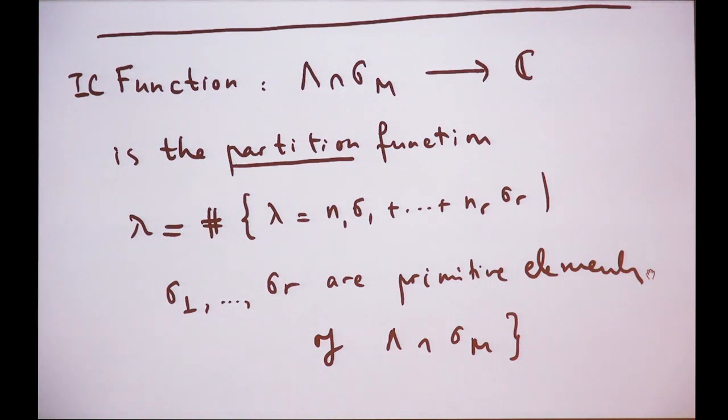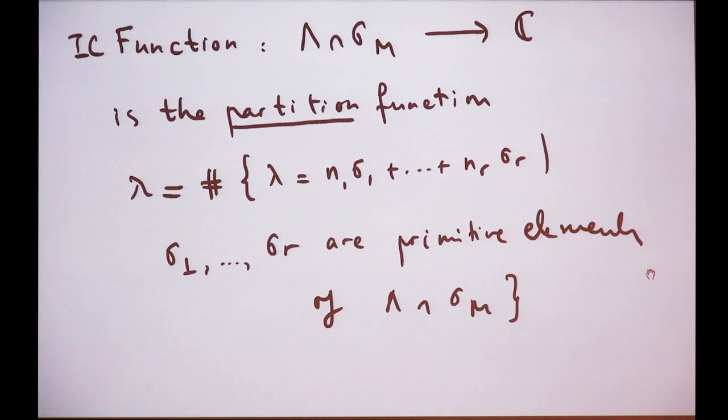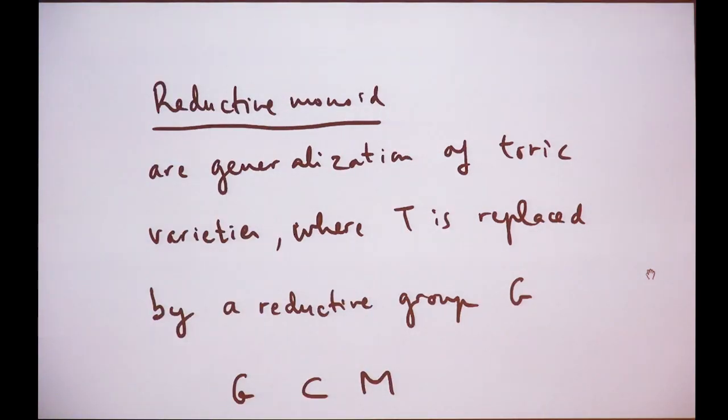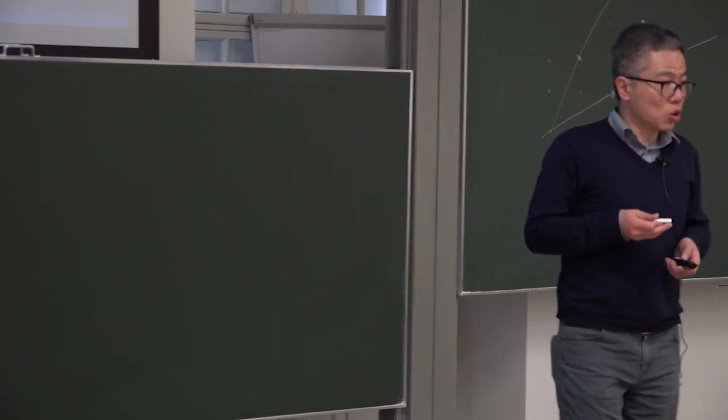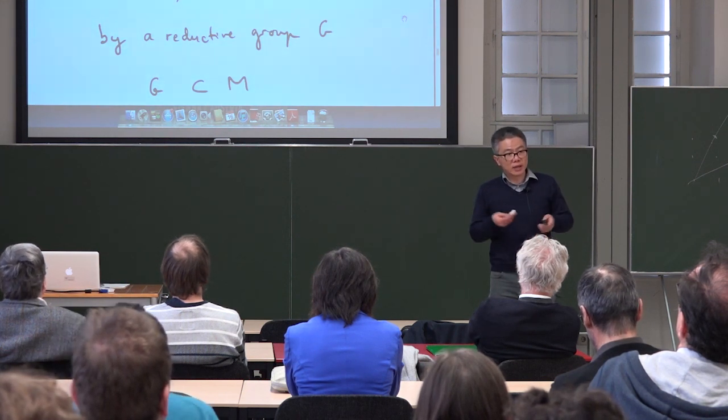So this is very much a toy example. But what's important for us is this very similar thing, where you replace the torus by reductive groups, like GL_n and so on.